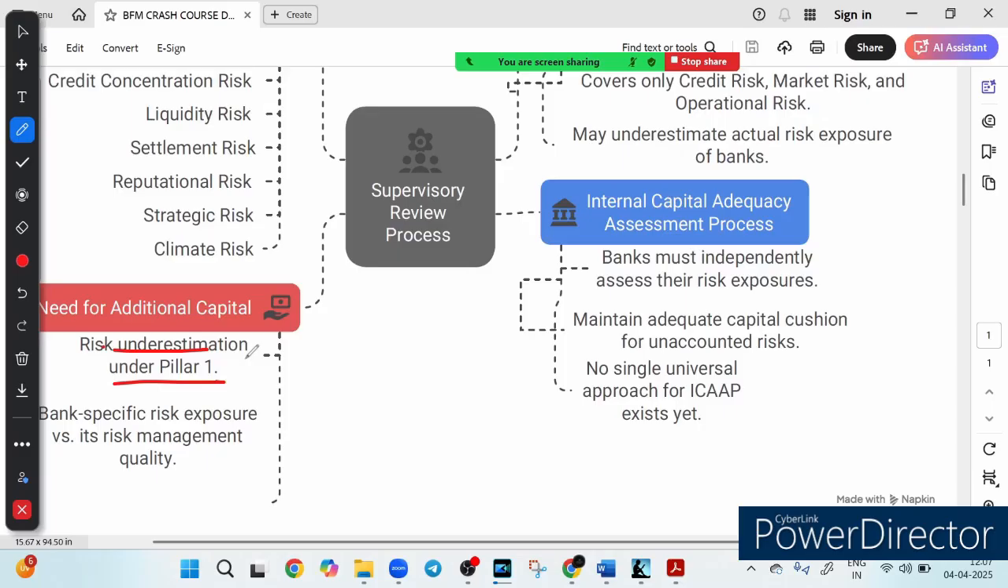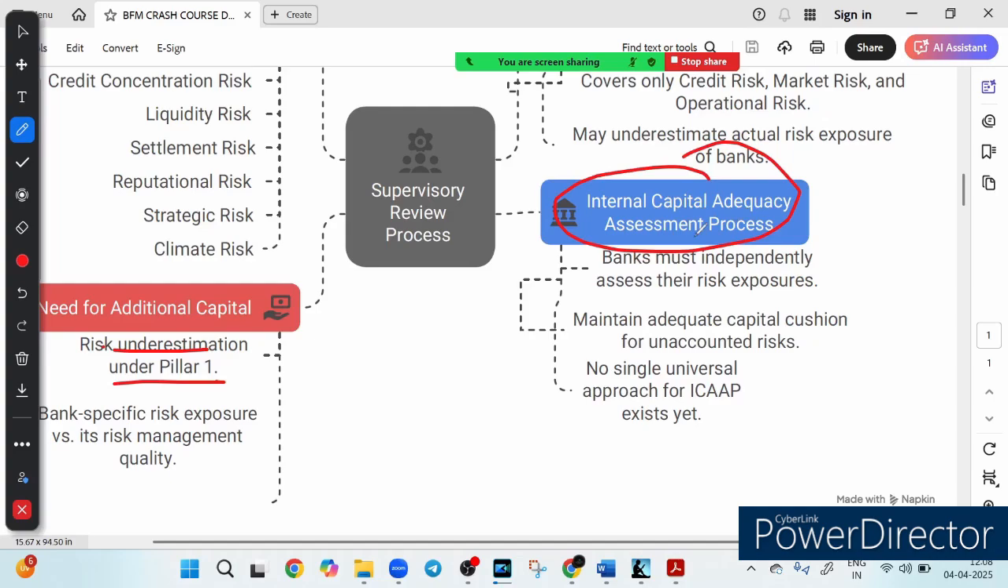This is why just meeting regulatory requirement is not enough, right? Each bank faces unique risk exposure. So that is why meeting just regulatory requirement is not enough. So this is the point. Then ICAAP comes into picture. You must know the full form, internal capital adequacy assessment process, right?